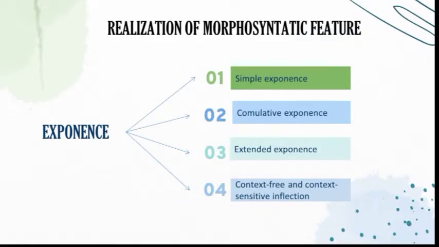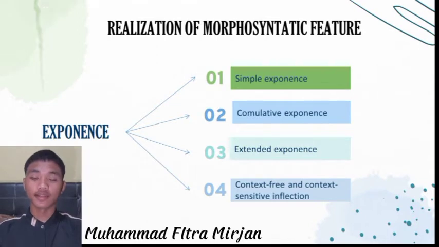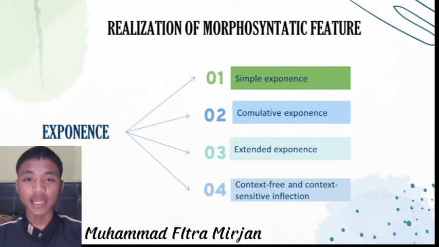The second material will be explained by Muhammad Fitrah Mirjan. 1. Exponents. A. Simple exponents: one-to-one relationship between form and meaning, as one morpheme realizes one morphosyntactic feature. For example, the morpheme -s or -z, the exponent of the morphosyntactic feature plural; and the morpheme -ed, the exponent of past tense or past participle.